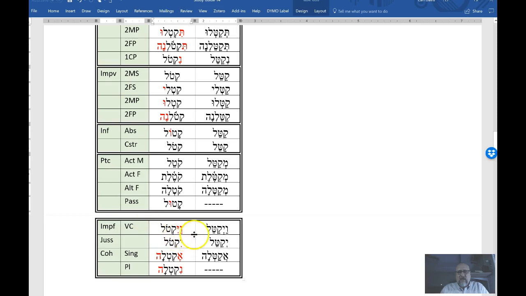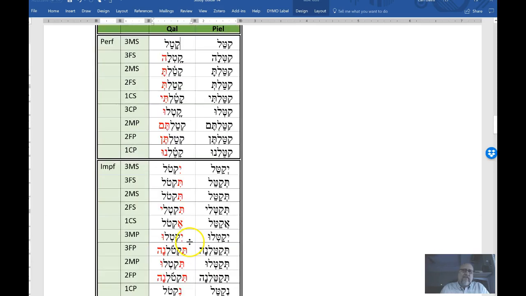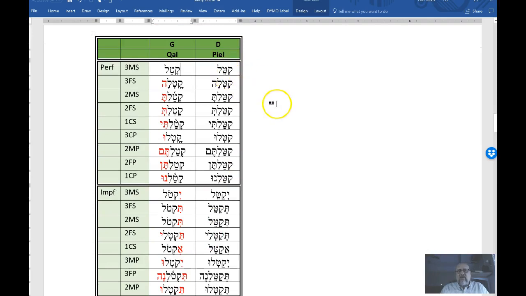Vav consecutive, vayiktol. Jussive is simply sometimes a shorter form of the imperfect. Cohortative, let me do this or let us do this. Now, today we're learning the Piel. The simplest definition of the Piel is that it's some kind of intensification of the Qal. So if katal is kill, kittel is like kill to the nth degree, so it's like just obliterate. That meaning won't hold true for everything, but it's a nice starting place.